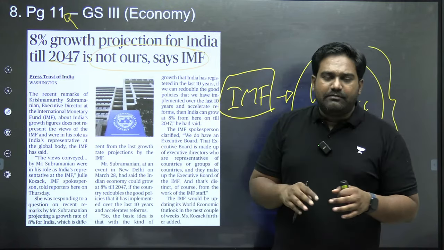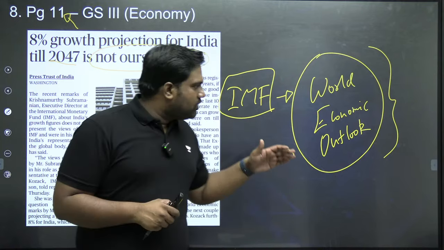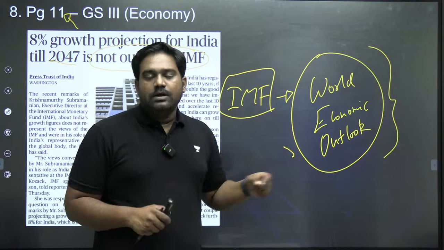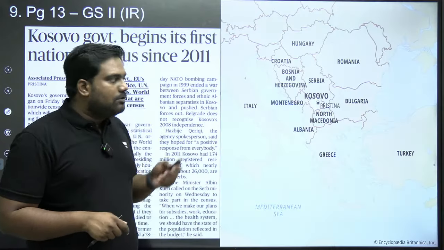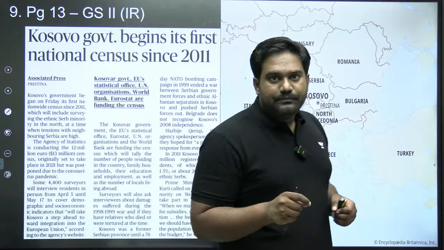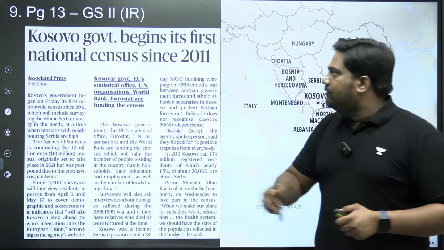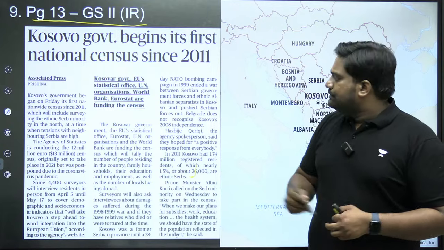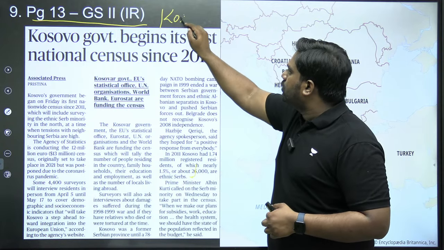The article itself is not too relevant for us. But please focus on the report, which is mentioned here in the article. The World Economic Outlook is a very important report brought out by the International Monetary Fund. Now, coming to the last article for today on page 13, there's an article referring to the issue related to Kosovo.